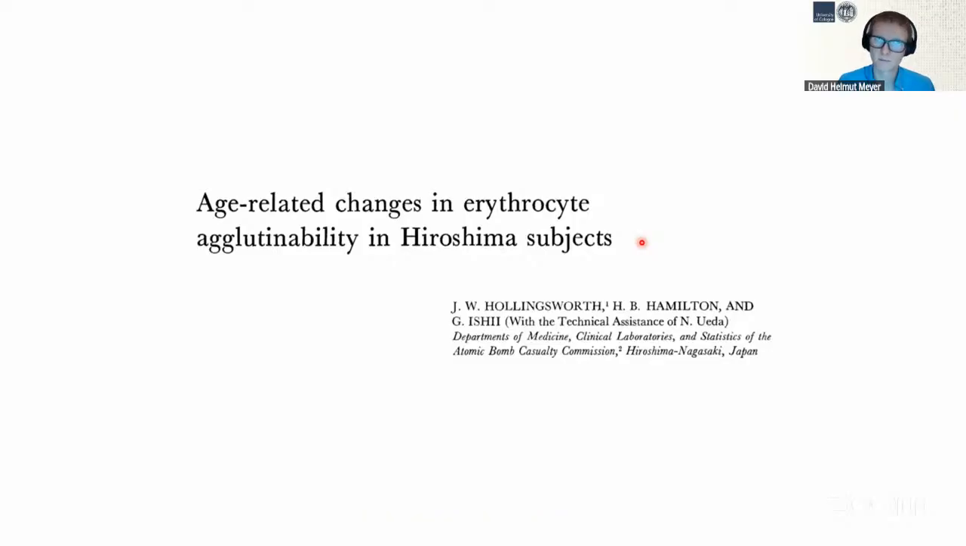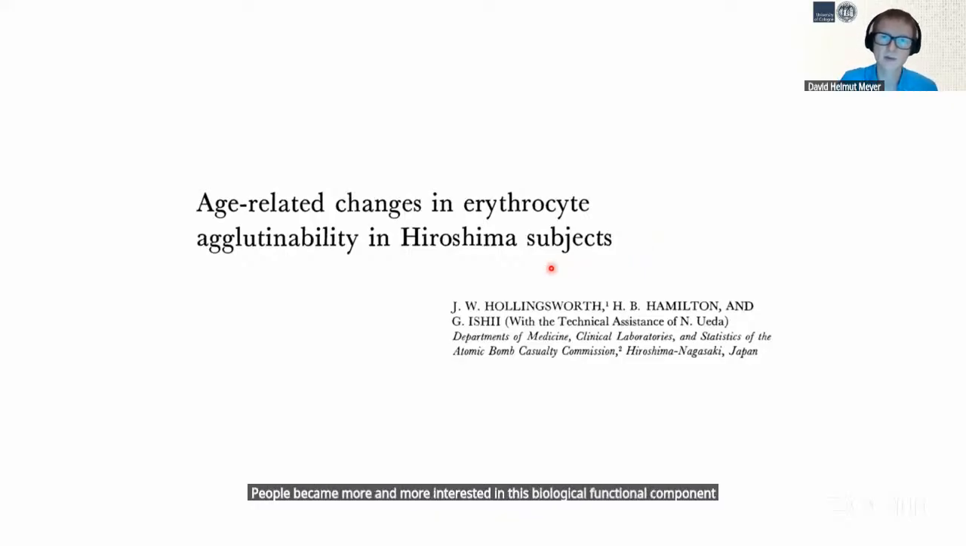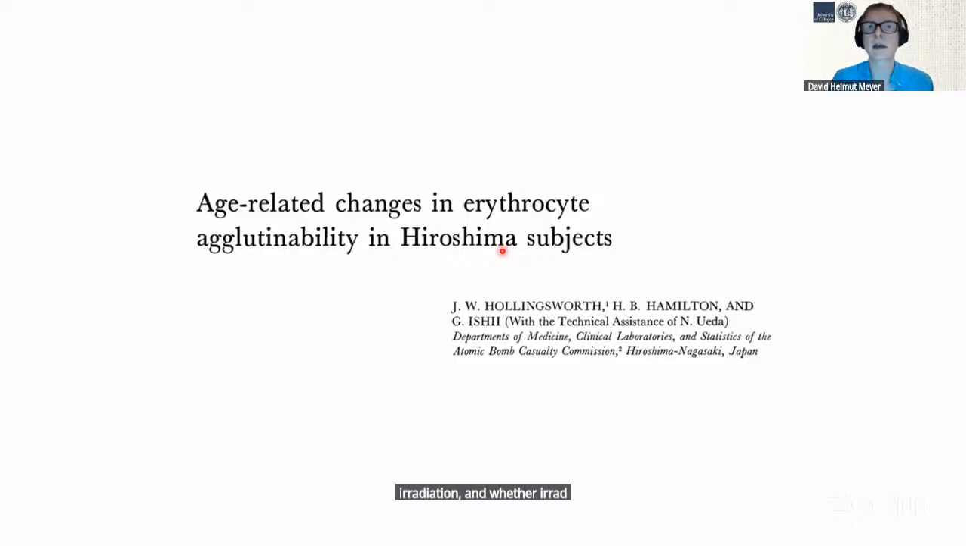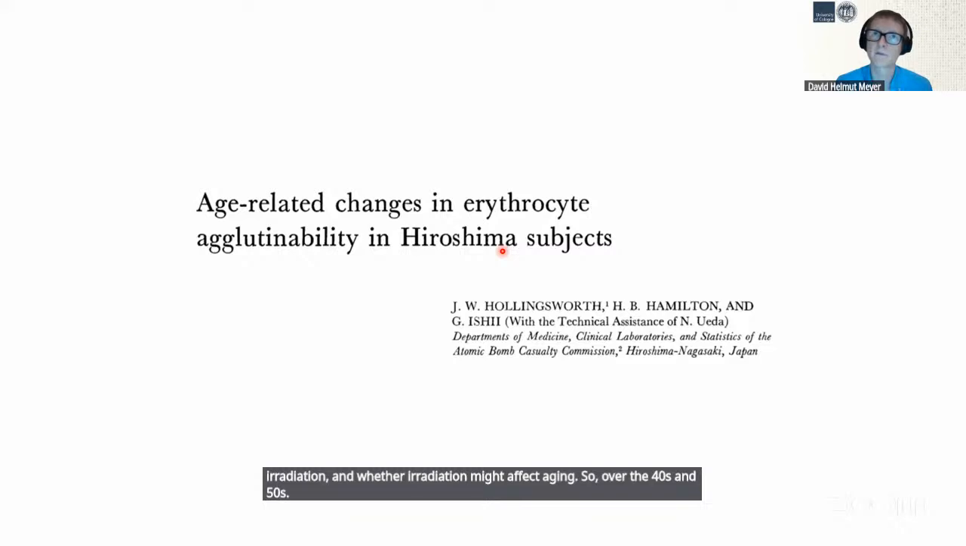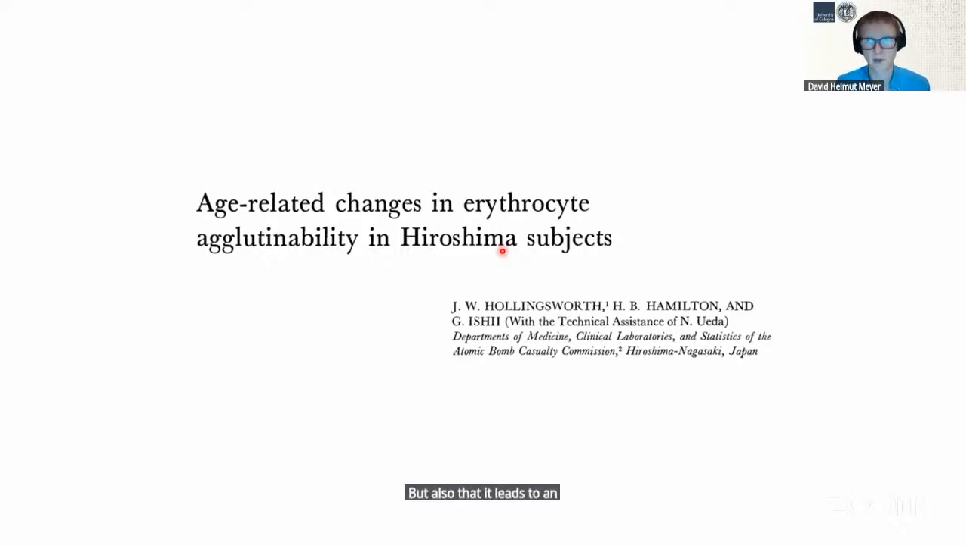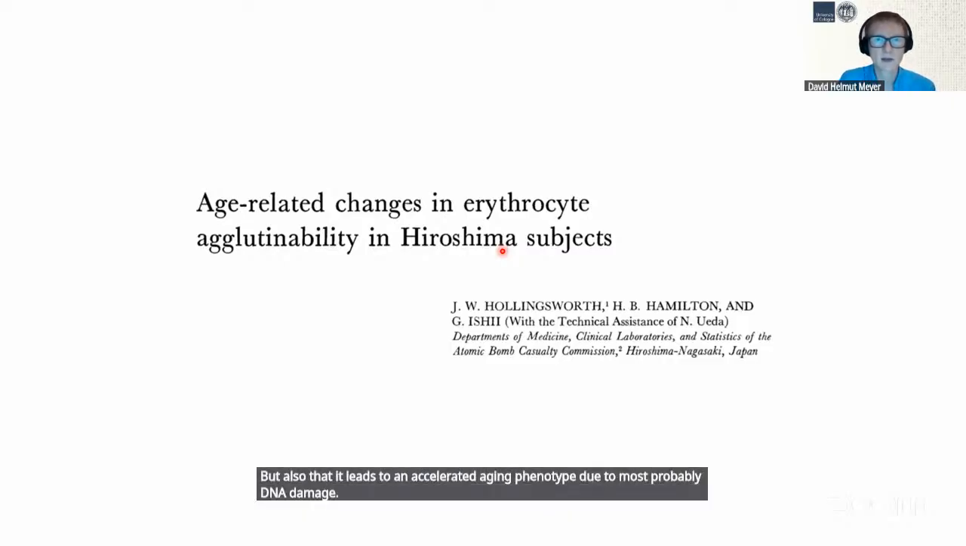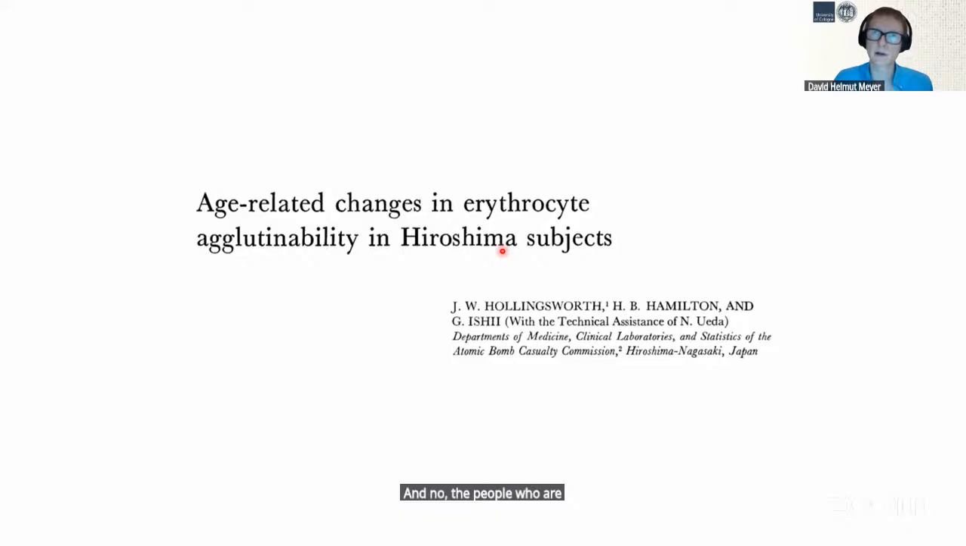A few years later, people became more and more interested in this biological functional component, especially a group that was interested in irradiation and whether irradiation might affect aging. Over the 40s and 50s, people irradiated animals and saw that it does not only lead to cancer, but also to an accelerated aging phenotype, most probably due to DNA damage. Now, the people were interested in whether this might also happen in humans.